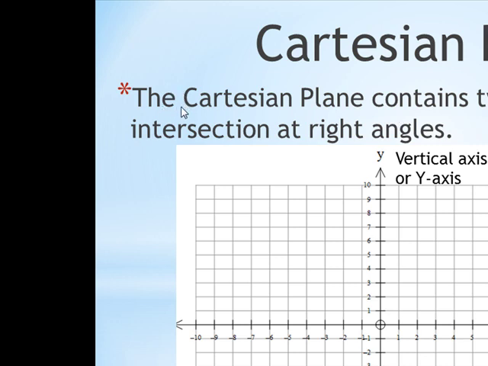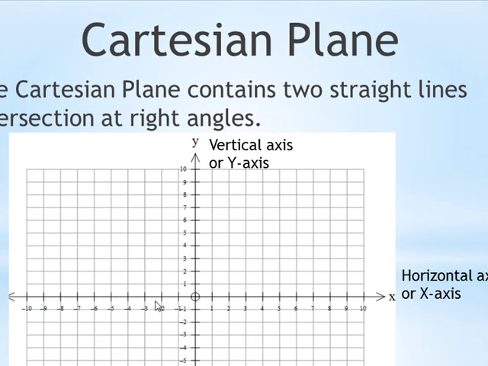The Cartesian plane contains two straight lines intersecting at right angles. If you notice, you have a vertical axis, the vertical line, which you could also call the y-axis, and you put a y here at the top. The middle, where the two lines intersect, is exactly 90 degrees, and then this is the horizontal axis, or the horizontal line, and it's called the x-axis.